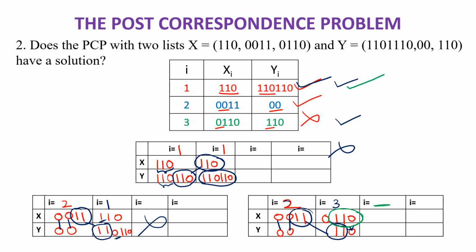We have two options again, 1 and 3. So I'll take 1 here as the first option. If it equals 1, then x1 is 110, y1 is 110, 110. Now you can see this 110 is compensated here, and this 110 is equivalent to this 110. Now you can see both the numerator string and denominator string are equivalent for the sequence 2, 3 and 1.